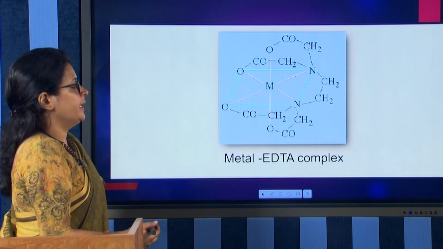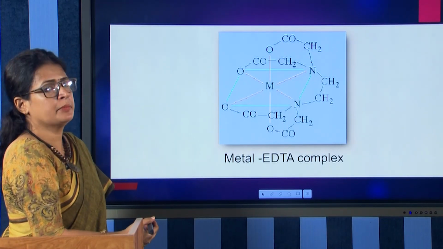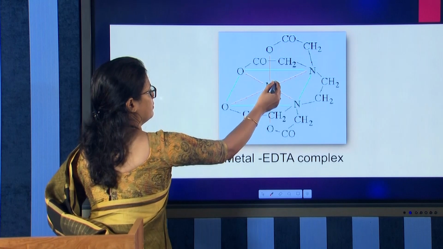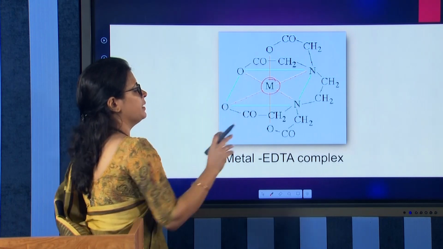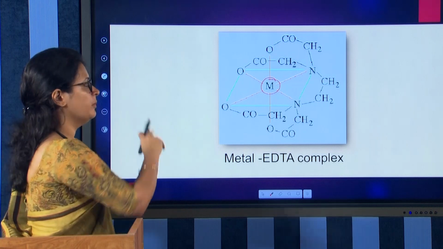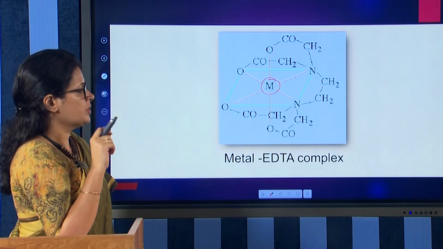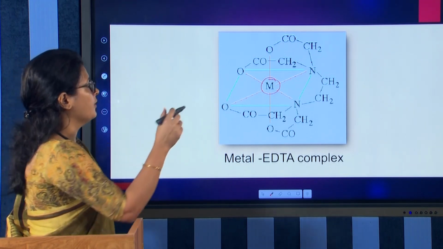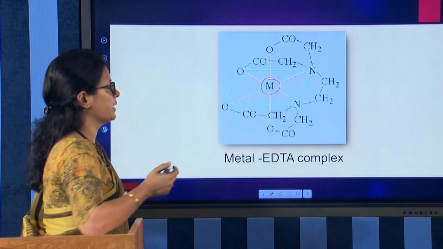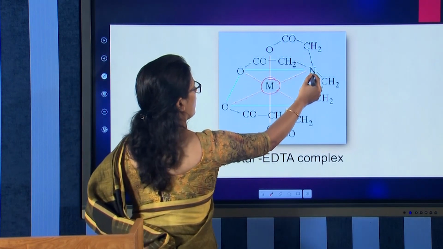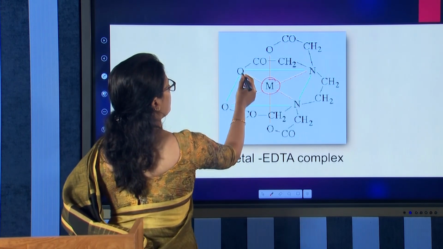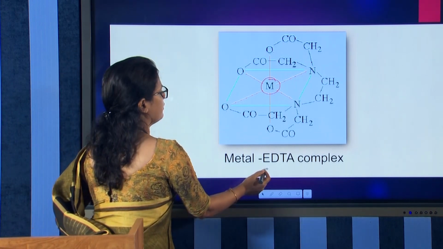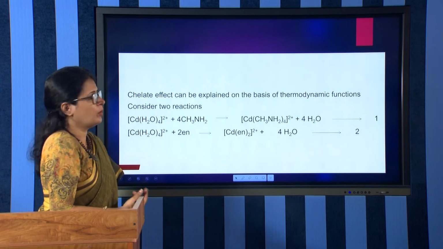And now, this is the metal EDTA complex. You can see the central metal atom at the center of the octahedron. This is the central metal atom, and the single EDTA ligand will be forming this structure, because EDTA is a hexadentate ligand. So, there are 6 donor atoms, 4 oxygen atoms plus 2 nitrogen atoms. I have already counted: 1, 2, 3, 4, 5 and 6 donor atoms. So, this is the way of forming a metal chelate complex.